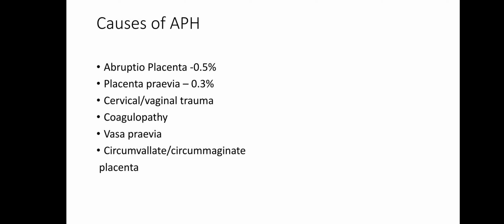So some of the causes of APH, the most common is abruptio placenta, which we'll look at in another video, 0.5%, and then previa, 0.3%. We also have cervical and vaginal trauma, coagulopathy, vasa previa, circumvallate and circummarginate placenta.